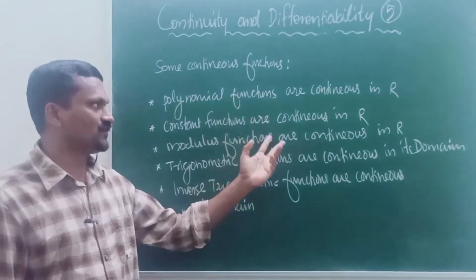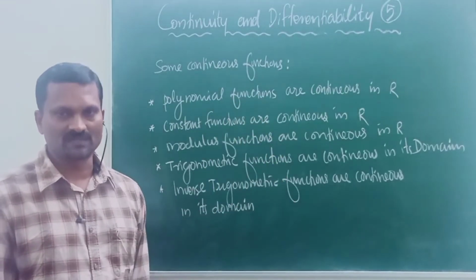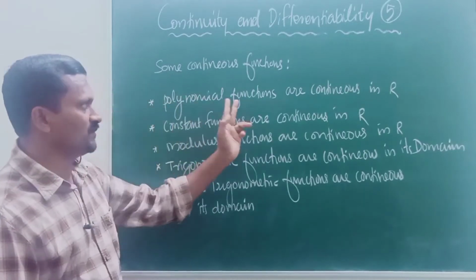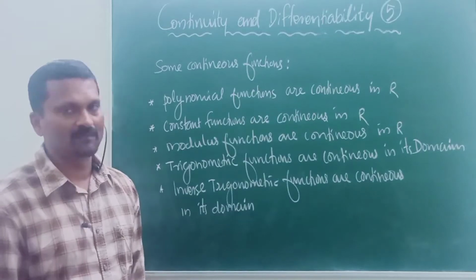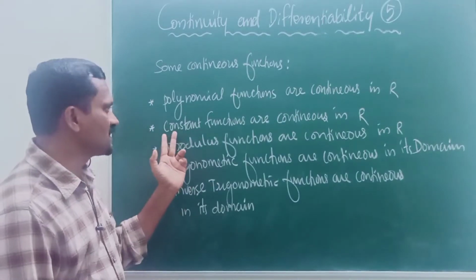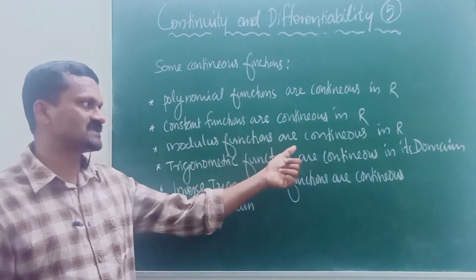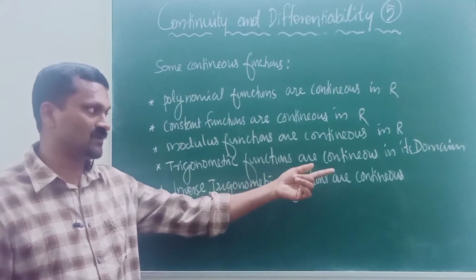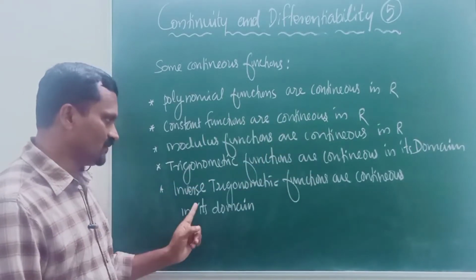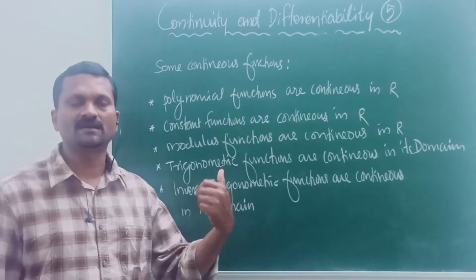Some continuous functions. There is no need for the proof, but we remember these concepts to solve the problems. Polynomial functions are continuous in capital R, the set of real numbers. Constant functions are continuous in R. Modulus functions are continuous in R. Trigonometric functions are continuous in their domain. Inverse trigonometric functions are also continuous in their domain.